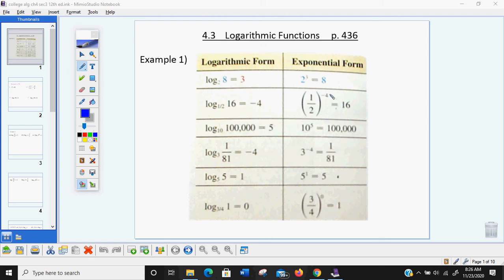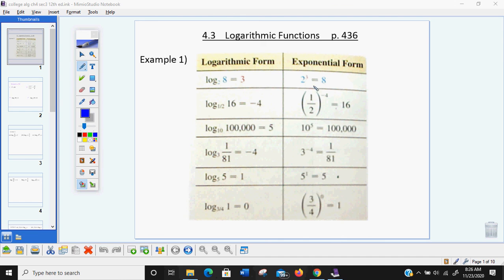Now, if you're going from exponential form to log form, let's do it backwards. So this becomes the tiny base, and these two switch places. So it becomes log to the base 2 of 8 equals 3. This would be log to the base 1/2 of 16 equals negative 4. This would be log to the base 10 of 100,000 equals 5. This would be log to the base 3 of 1 over 81 equals negative 4. This would be log to the base 5 of 5 equals 1. And this would be log to the base 3/4 of 1 equals 0. That's how you go back and forth, and we're going to have to use that to solve some problems.